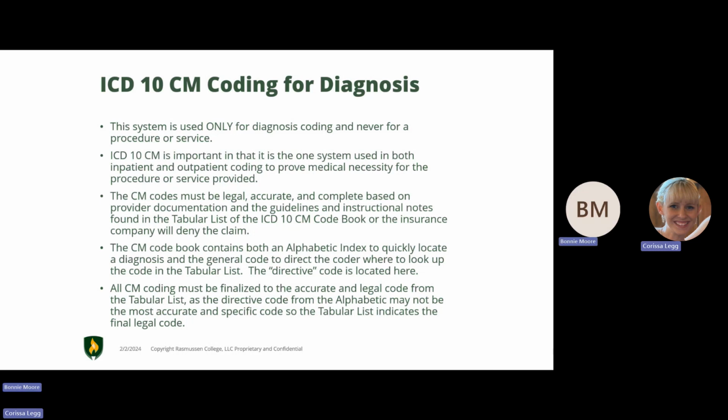So all CM coding must be finalized to the accurate and legal code from the tabular list. So what that means is when you're looking up that directive code that directs you where to go in the tabular list, you cannot code from the alphabetic, because that is not always the most accurate and specific code. So the tabular list is what gives you all the information to finalize your code and make it legal.